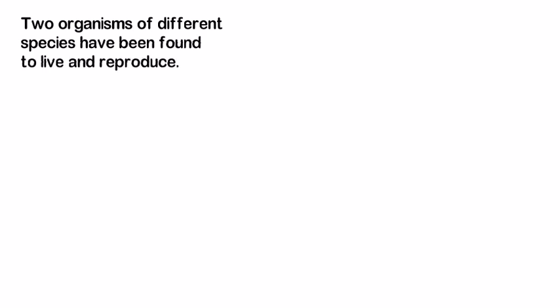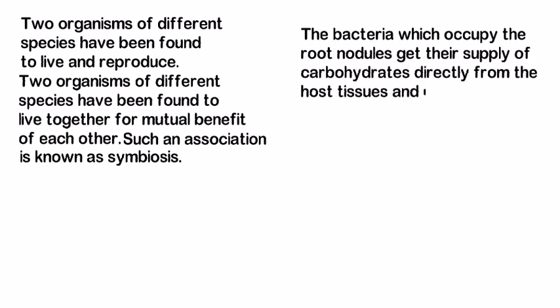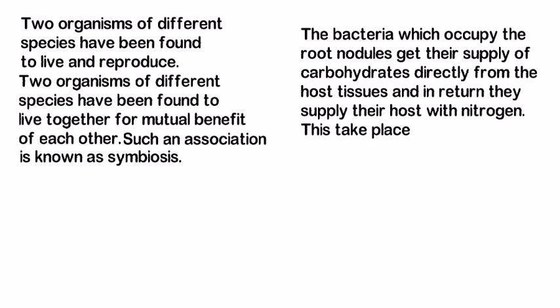Two organisms of different species have been found to live together for mutual benefit of each other. Such an association is known as symbiosis. The bacteria, which occupy the root nodules, get their supply of carbohydrates directly from the host tissues, and in return they supply their host with nitrogen. This takes place in the soil.